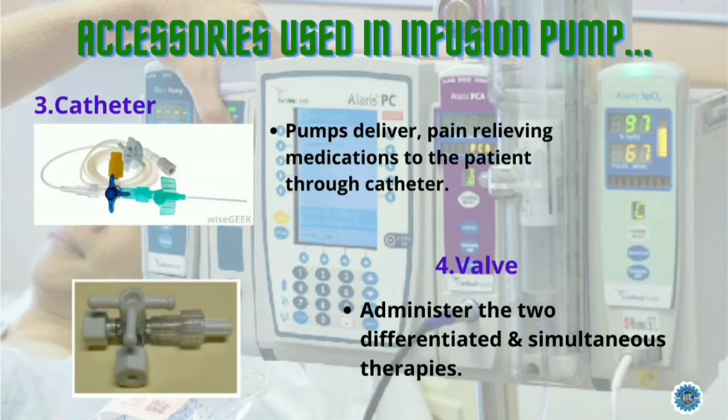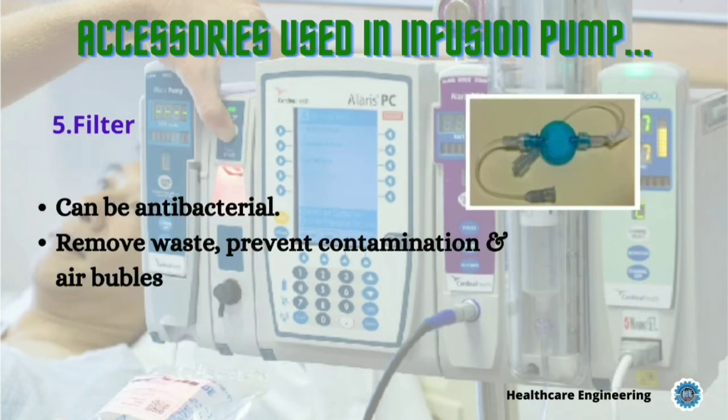Catheter. Pumps deliver pain-relieving medications to the patients through the catheters. Valve. The function of this valve is to administer two different and simultaneous therapies. Filters. Filters can be antibacterial. Its function is to remove waste, prevent contamination, and keep air bubbles from reaching the patient.